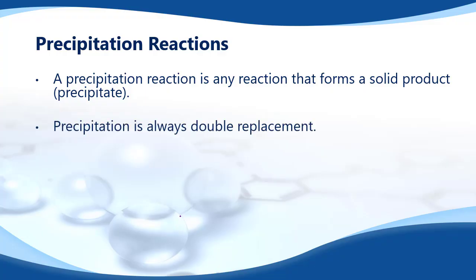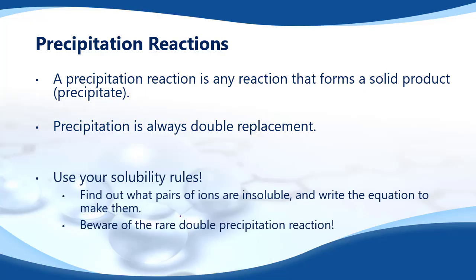Always double replacement for precipitation, so we'll always follow that pattern if you want to make it easy to work with. And the key thing to know for your precipitation reactions is you have to understand your solubility rules, right? So you have to have them memorized. The reason why is because you need to know what compounds are soluble and what compounds are not. That way you can write the correct net ionic equation for this precipitation reaction.